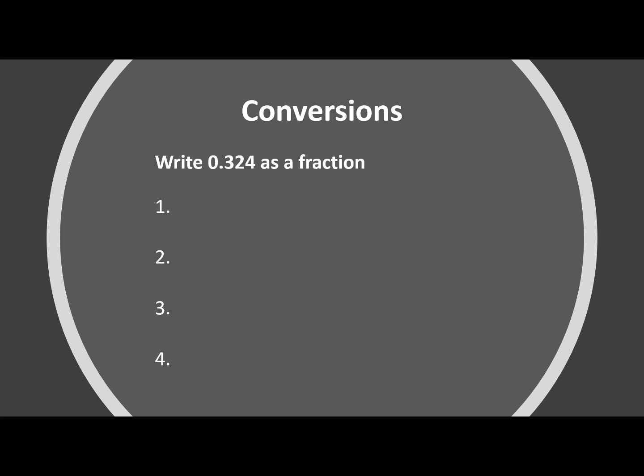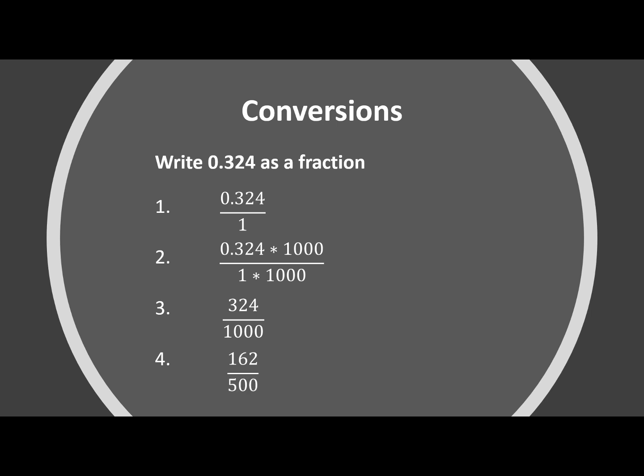0.324. So we put the decimal over 1. We see that there are 3 digits after the decimal point, so we multiply the top and the bottom by 1,000. And we get 324 over 1,000. So we have an even number over an even number. So if we divide both the top and the bottom by 2, we get 162 over 500.